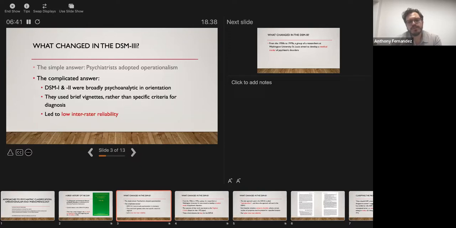So in the case of the DSM-2, because it didn't have particularly clear symptoms that you were looking for, right? It gave you a brief description of the disorder. There were some symptoms in there, but it wasn't clear how many symptoms they had to present or how long you had to present those symptoms for and so on. That meant that it was quite easy for psychiatrists to disagree about how to diagnose a patient.